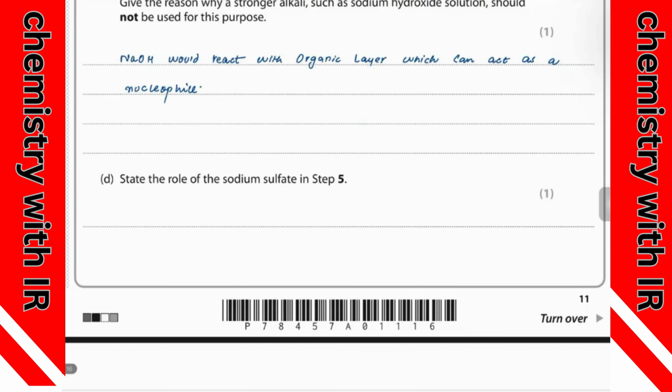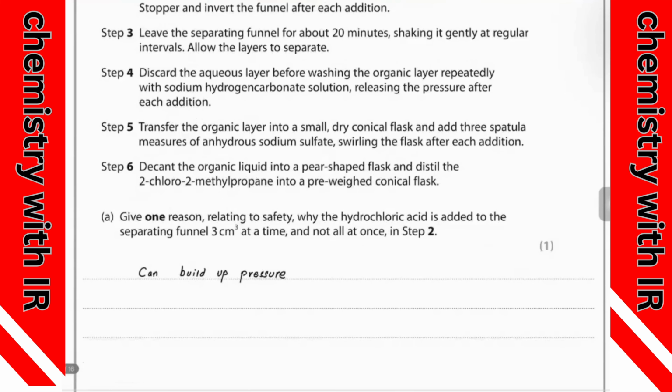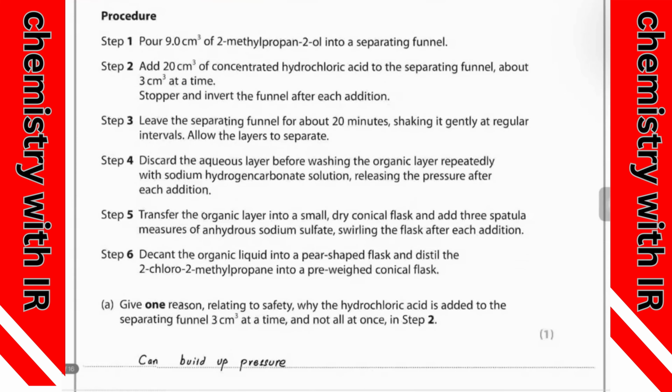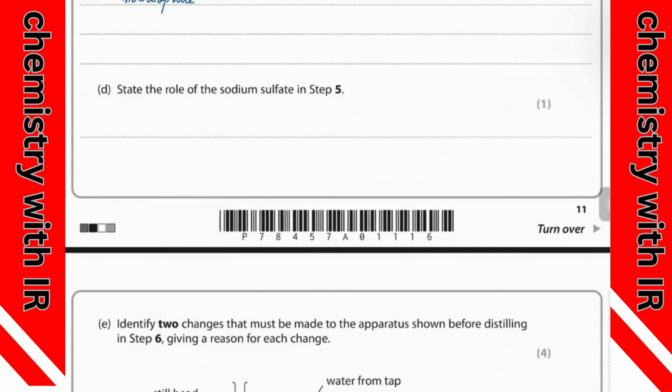State the role of the sodium sulfate in step 5. Transfer the organic layer into a small dry conical flask and add 3 spatula measures of anhydrous sodium sulfate, swirling the flask after each addition. So of course, it's a drying agent, right?